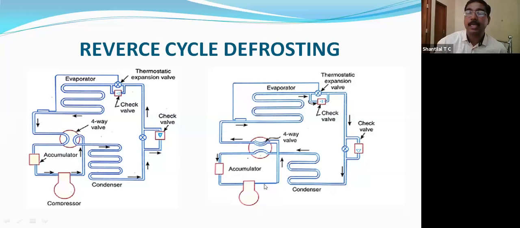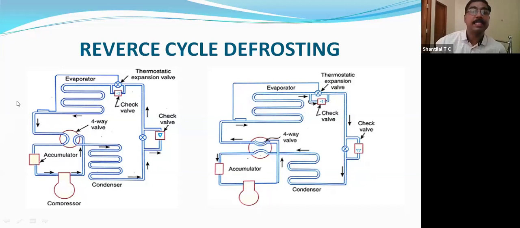See, now after compression, the refrigerant is going to the evaporator. Now the cycle is reversing. For reversing the cycle, a four-way valve is fixed. This is the four-way valve.